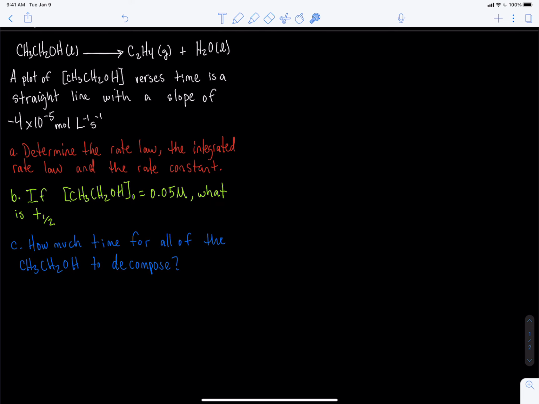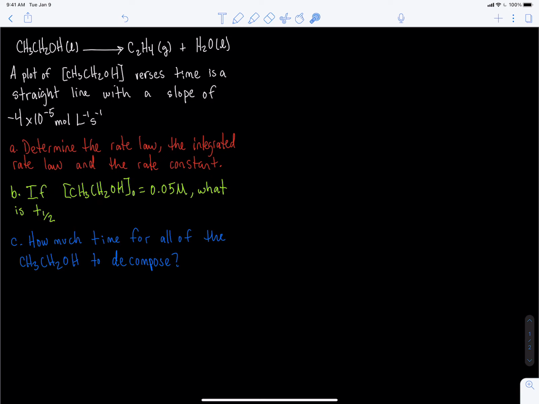In this question, we're given a chemical equation that tells us that ethanol decomposes into ethylene gas and water. It tells us that ethanol, which is the reactant, when you just take the concentration of that and plot it as a function of time, we just get a straight line. And we're also given the slope of that line, and then we're given a series of questions down here.